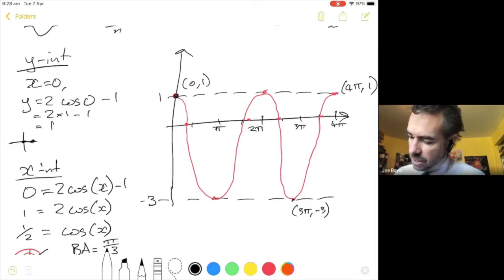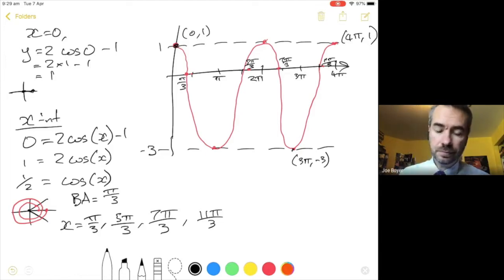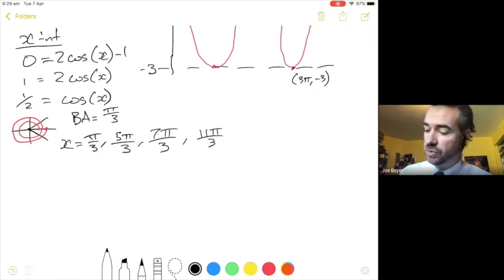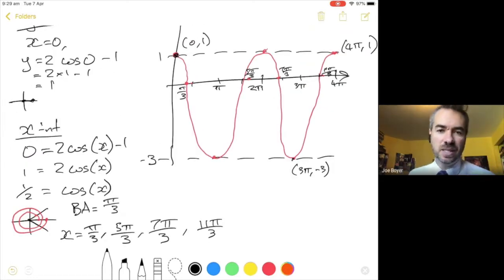And my x-intercepts, as I found out down here, were pi on 3 and 5 pi on 3. I didn't put that in a very good place. 5 pi on 3 and 7 pi on 3 and 11 pi on 3. And we're done. Any questions before I move on to a more complex example? I know, that seems complex enough, and it's going to get worse.